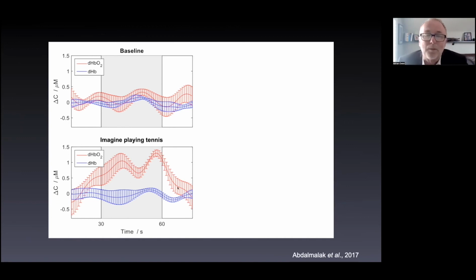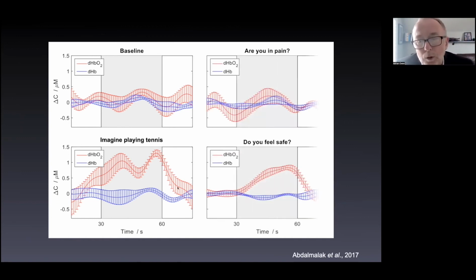He's clearly able to do this and produce activity in his premotor cortex. Andrew then asked him a series of questions, things like, are you in any pain? No response. That's because he's doing nothing. He's not imagining playing tennis. The answer is no. What about, do you feel safe?